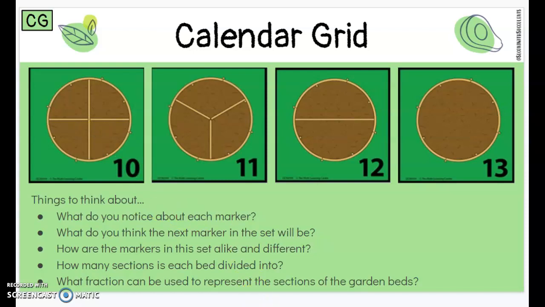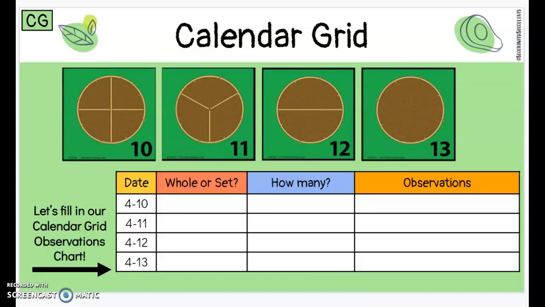Let's take our observations and let's fill in our calendar grid observation chart for these 4 days. Remember, we're thinking, is this a whole or a set? How many parts do we see? And what are our observations? Now I want you to think first, as we looked at these markers, were we looking at one whole object and splitting it into pieces? Or were we looking at many objects?